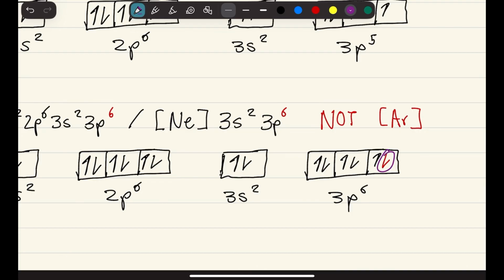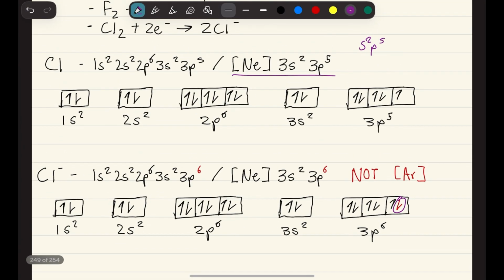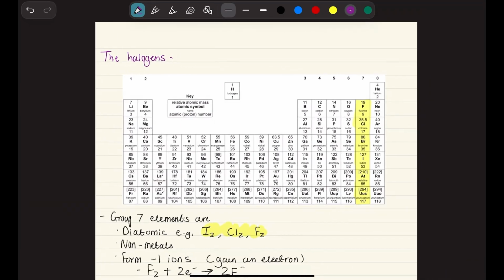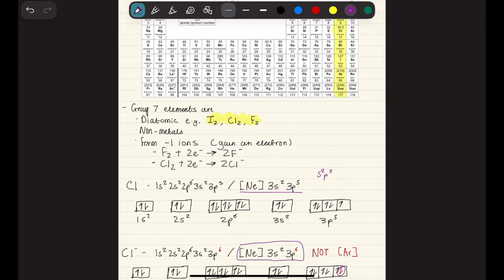What I also wanted to emphasize is when you're doing the shorthand, go for Ne, so neon, 3s2, 3p6, not just the next noble gas. Right? I think that's quite an important point to remember. You kind of want to draw it out like what I'm about to box off. You want to write it like that, not the other one. Hope that makes sense. It's a brief introduction to your halogens.